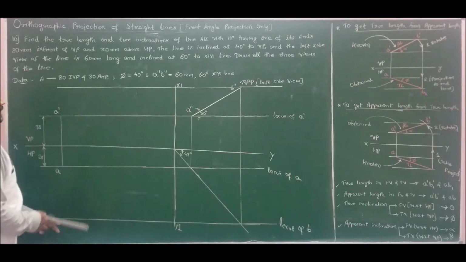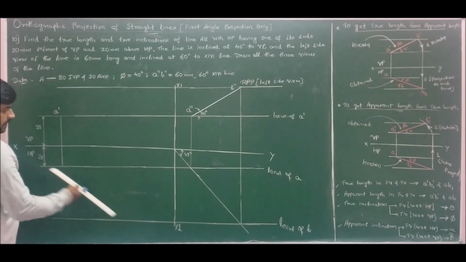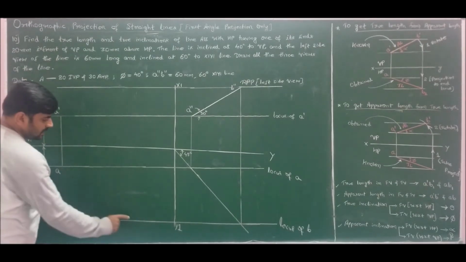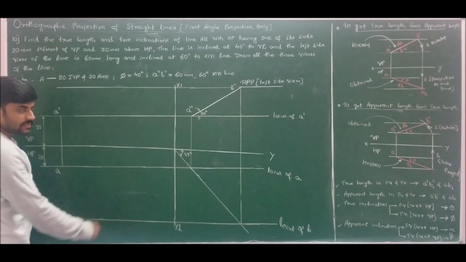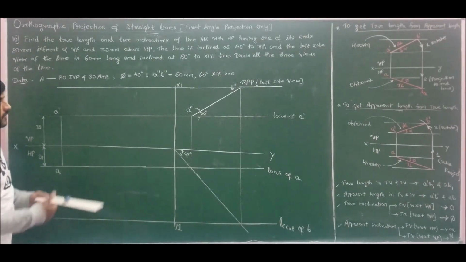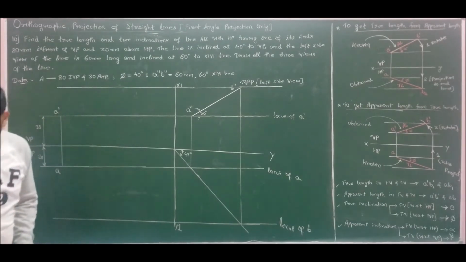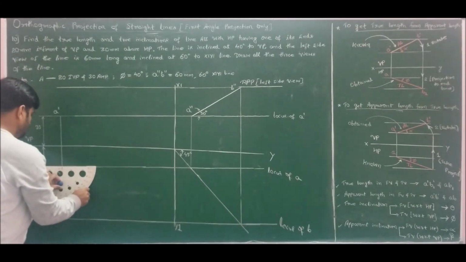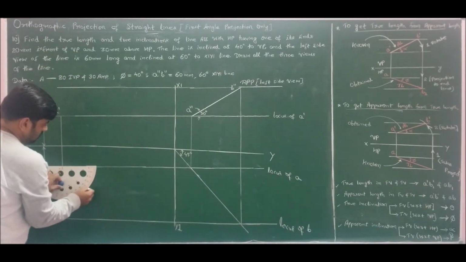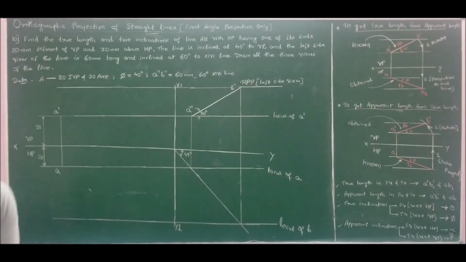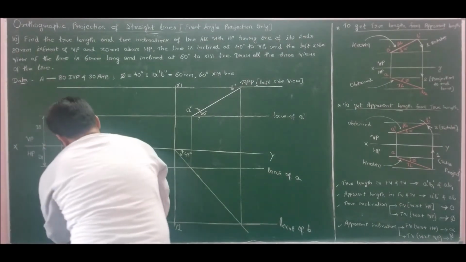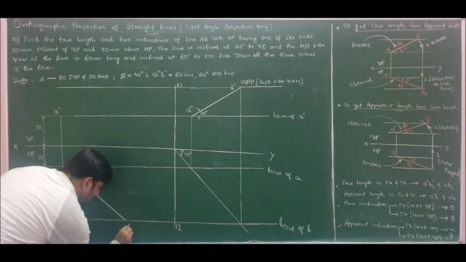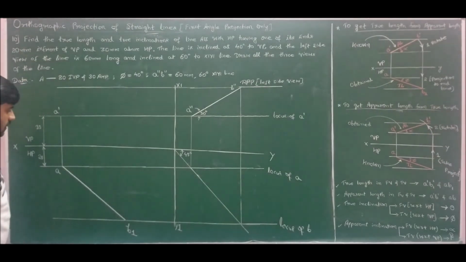Now if I extend at 40 degrees, I will get the true length. Automatically if I draw a 40-degree line, it will obviously intersect the locus of B, which will give us end B1. So now use this phi. Using phi as 40 degrees, I'll get the true length. So this is end B1. So we got the true length.